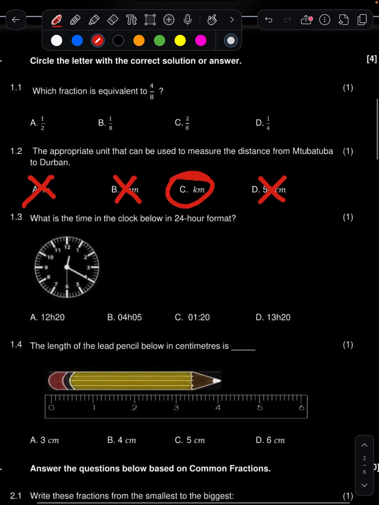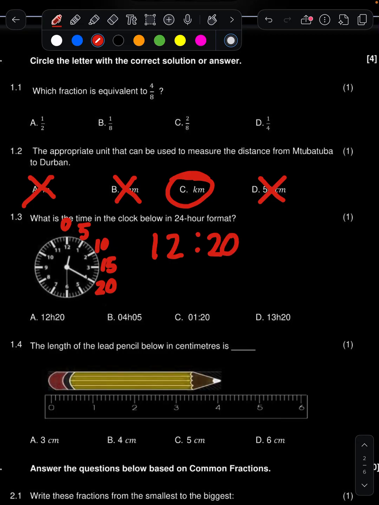Question 1.3. What is the time on the clock below in 24-hour format? Okay, so we have to look. The small hand is pointing at the 12, and the long hand is pointing at the 4. So we know it has to be 12 something. And if you can't remember, you count. So you go 0, 5 minutes, 10 minutes, 15 minutes, 20 minutes. So this is 12:20.